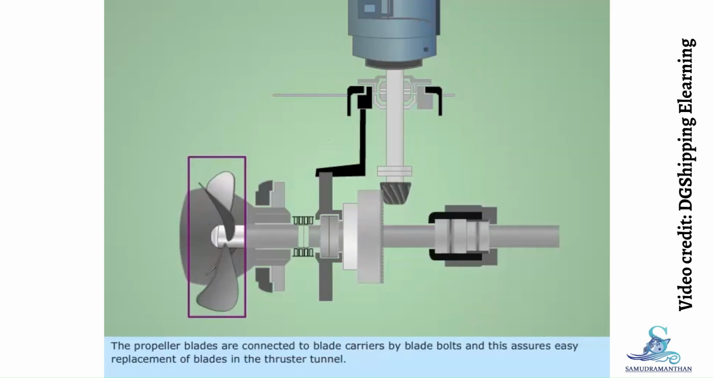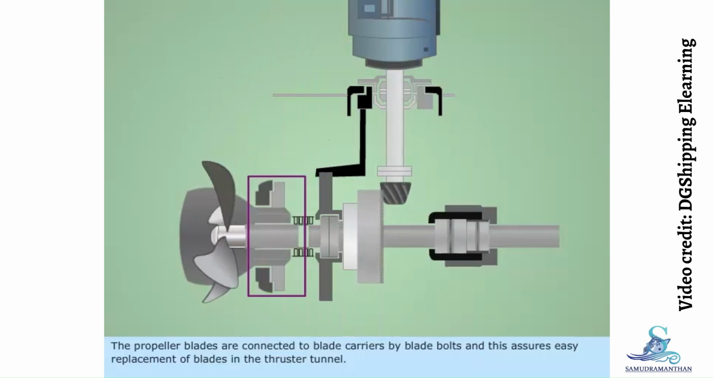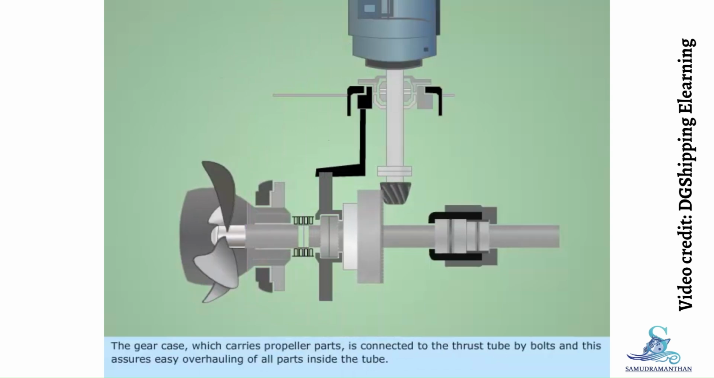The propeller blades are connected to blade carriers by blade bolts, and this assures easy replacement of blades in the thruster tunnel. The gear case, which carries propeller parts, is connected to the thrust tube by bolts, and this assures easy overhauling of all parts inside the tube.